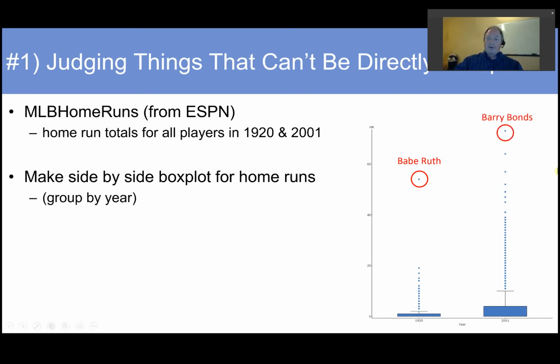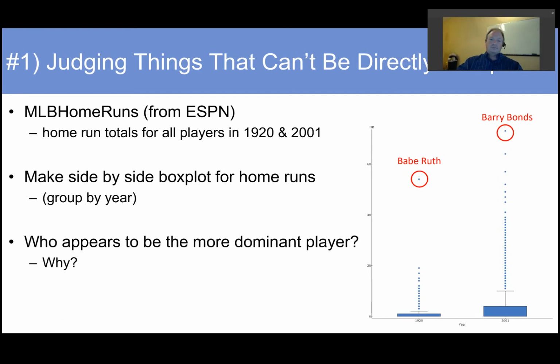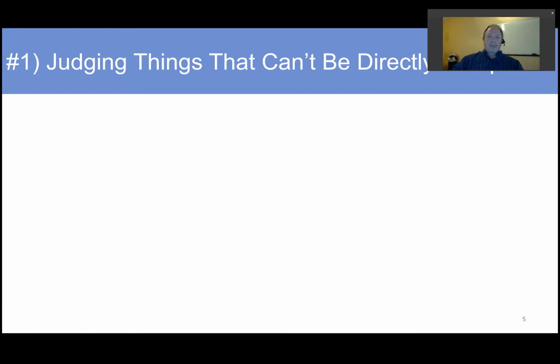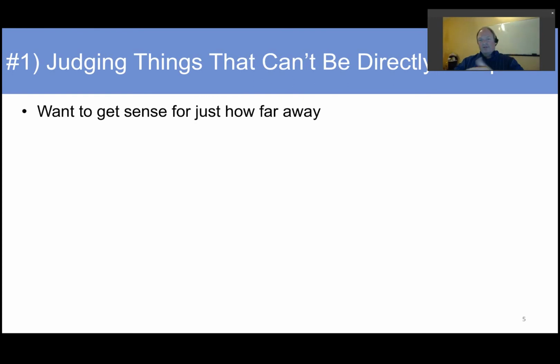If you look at Barry Bonds, he hit more home runs than Babe Ruth, but the next closest player, Mark McGwire, really wasn't that far away. So clearly, Babe Ruth is more dominant, okay? He's so much more better than his peers. Now, we want to get a sense, okay, a little better sense of how far away Babe Ruth really was.